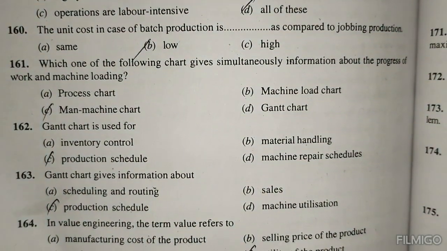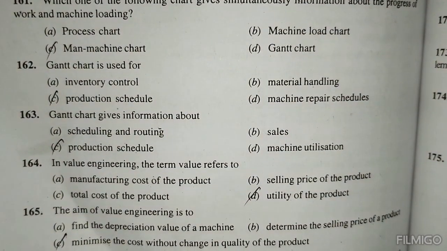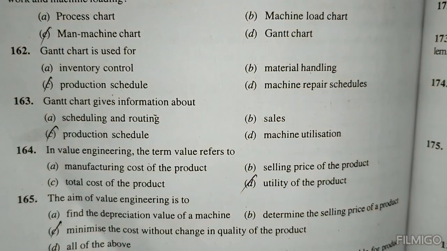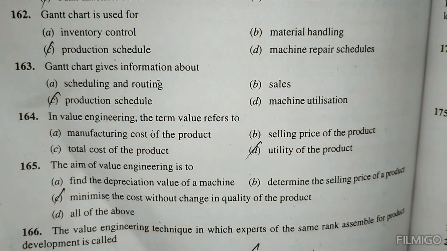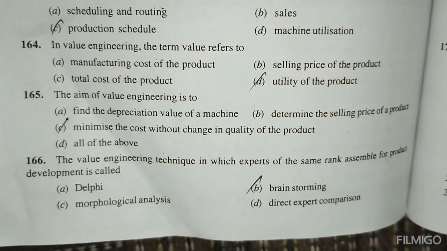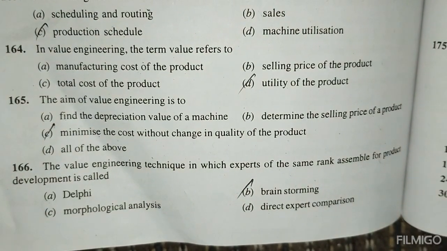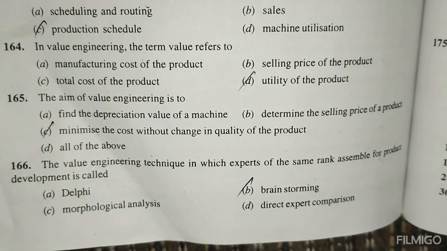Gantt chart is used for the production schedule. Gantt chart gives information about the production schedule. In value engineering, the terms of reference is the utility of the reports. The aim of value engineering is to minimize the cost without change in the quality of production. The value engineering technique in which experts are assembled for development is called brainstorming.